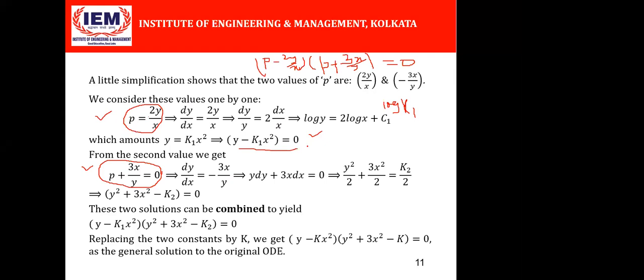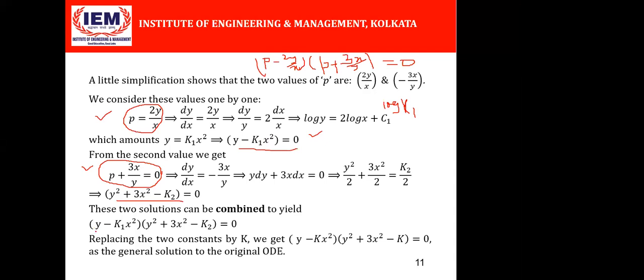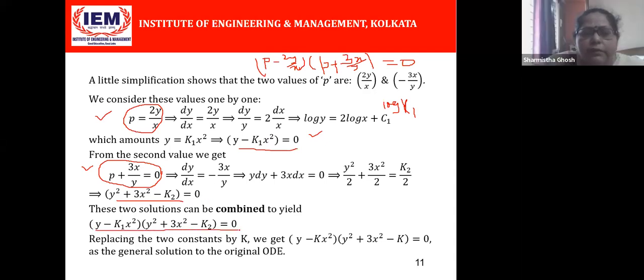So please see, finally the answer to the original equation is the product of these two parts. The first solution was y minus k1 x square equal to 0, and the second one was this one. You combine these two as factors, which gives the solution for your original equation. I have just combined these two here. I have taken y minus k1 x square, which is 0, and this is 0, so of course their product will also be 0. Therefore y minus k1 x square multiplied with y square plus 3x square minus k2 equal to 0.